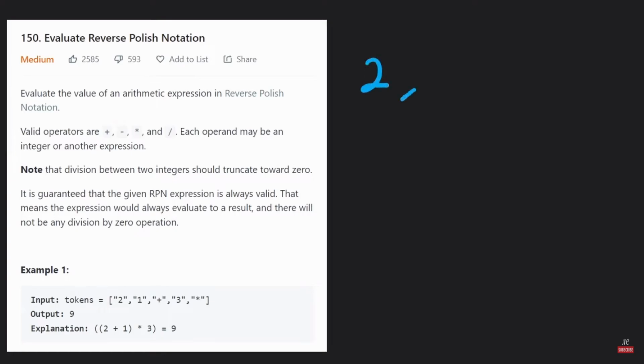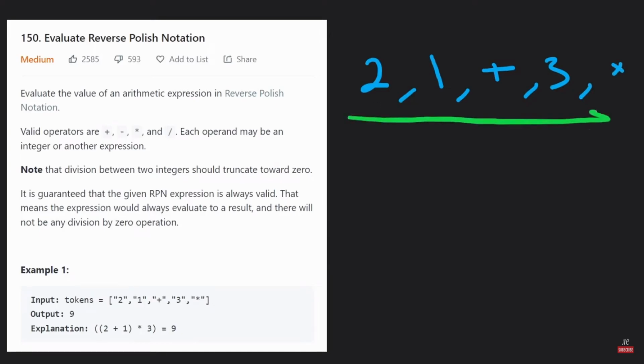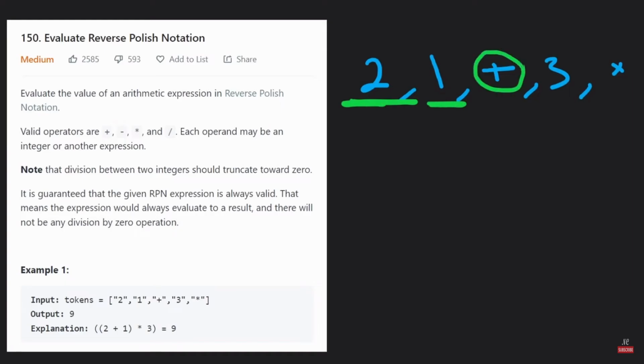So we're given a 2, a 1, then a plus operator, then a 3, and then a multiply operator. Now, the way this is going to work is we're going to be reading from left to right. We're going to be reading the inputs. So first one was a 2. Next one is a 1. When we reach an operator, though, what exactly are we supposed to do? Well, any operator in this case is going to be applied to the previous two values.